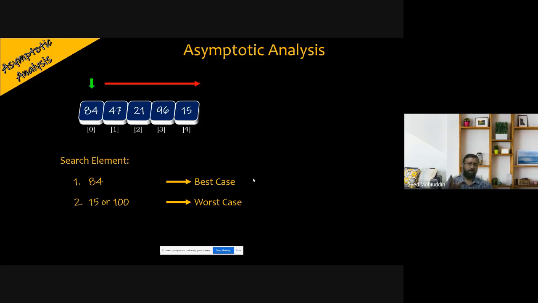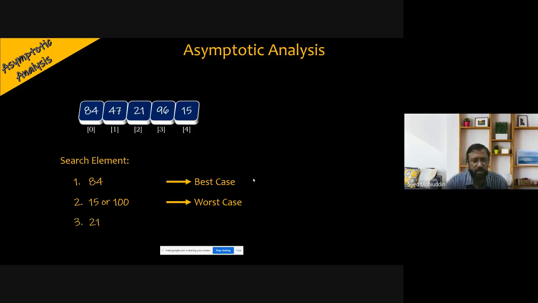So first was the best case, where we found the element as the first element itself, so there was no need to search the rest of the elements. Then 15, the last element, or the element is not found, that's known as the worst case. And the third case is the average case.